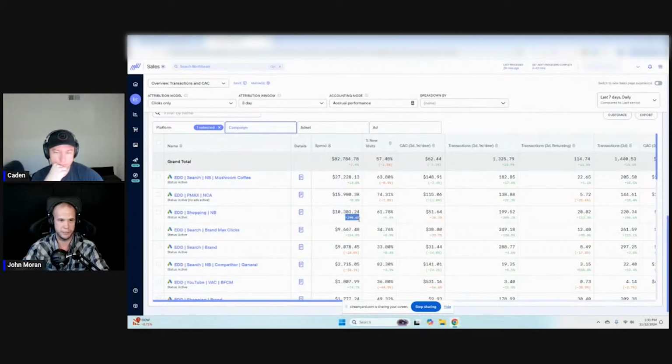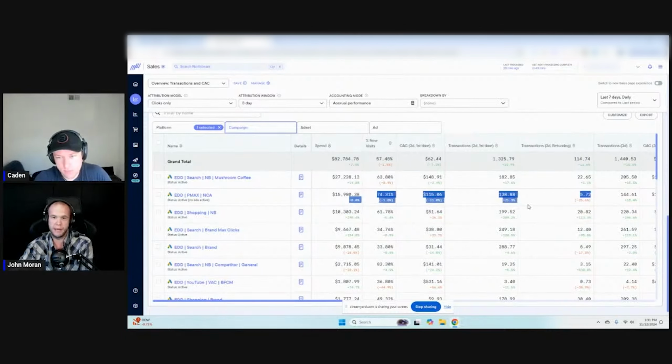The 290% increase in spend equated to a 209% increase in first-time transactions, 113% returning. And the NCAC is still below target, even with a 300% scale this week. Fantastic. Like, that is crazy. Still rocking and rolling. It just does not seem related to PMax at all.